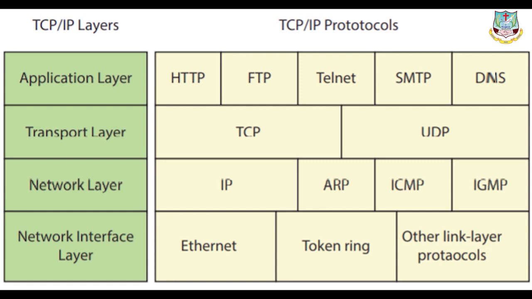Okay, and the next one is Telnet. That means it connects to another computer on a network. If a network is there, it will connect one computer to another computer, right? That is Telnet. And the next one is SMTP, Simple Mail Transfer Protocol. This will provide the email services. And the last one is DNS, Domain Name System.